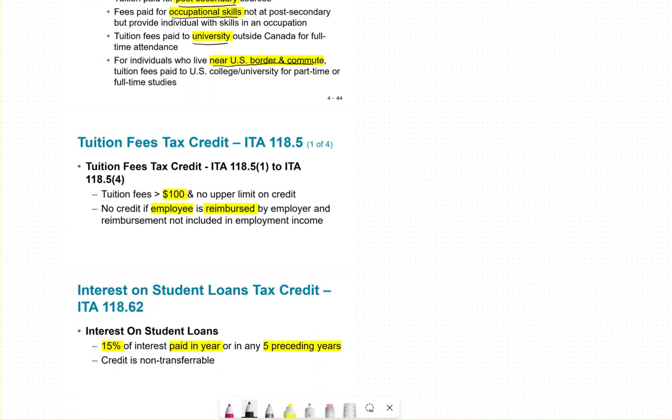Your tuition fees have to be more than $100. So there's no upper limit, but there's a lower limit. The lower limit is $100 for the tuition fees. No course is $100. Most courses are over $1,000. Now, if for some reason you're working and the employer reimburses you for this tuition, so you go to school and you're taking courses, and you are also working, if your company reimburses you, you're not allowed to put it on your income taxes because you're not paying it. Your company is reimbursing you.